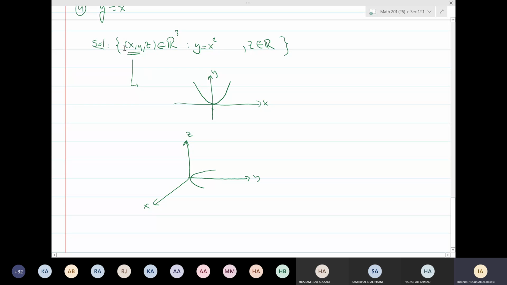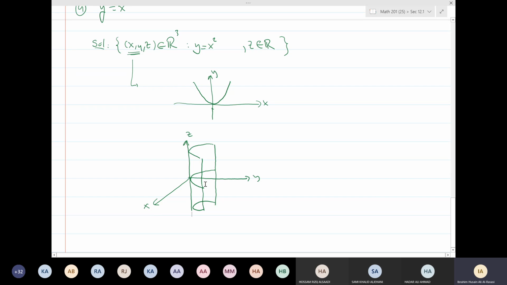I am done with x and y. What remains is z. Z is free, which means I just take this up and down, to the first, second, third floor, and so on, and to the first basement, second basement, and so on. Shift it up and shift it down, and you get something like this. It is a parabolic sheet.